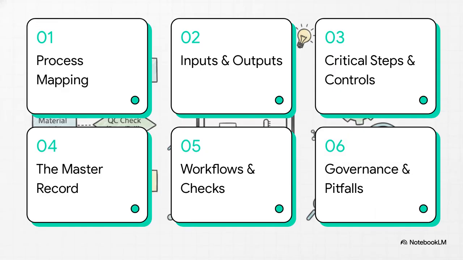Here's how we're breaking it down today. First, mapping the process. Second, inputs and outputs. Third, critical steps and controls. Then we'll look at the master record, followed by electronic workflows and checks, and finally, governance and pitfalls.